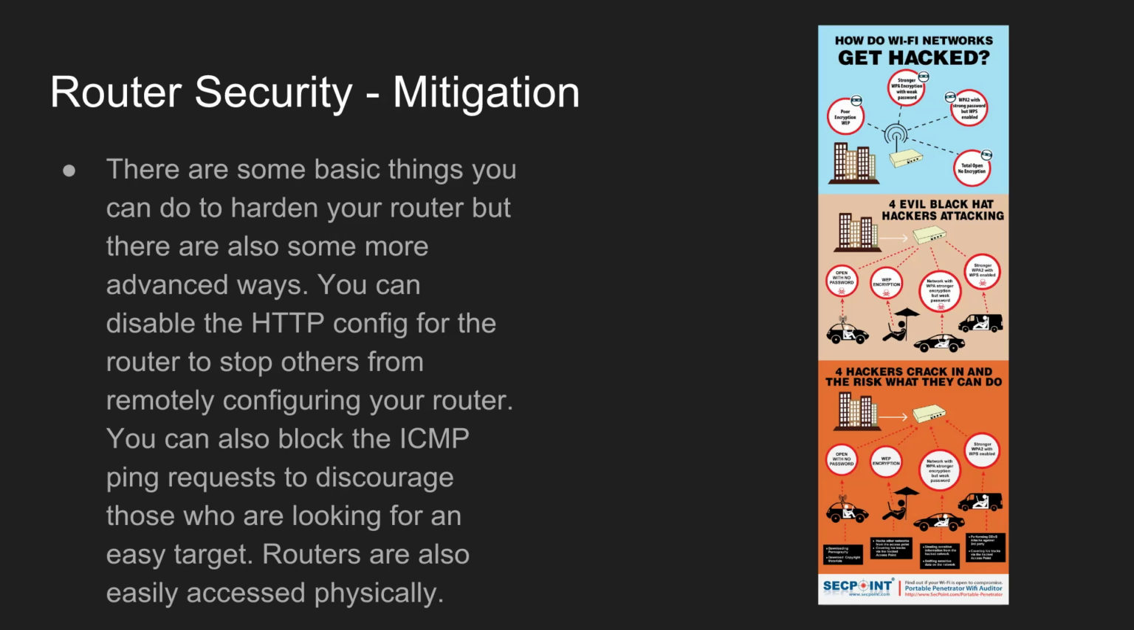So there are a lot of advanced techniques you can do as well, such as disabling the HTTP configuration for the router to stop other people from remotely configuring it. And you can also block the ICMP ping request to discourage those who are looking for an easy target. While this doesn't technically stop an attack, it does make it a lot harder to get into in the first place. Obviously, routers are also vulnerable to physical assault, so keeping these in a secure location physically is also another good idea.